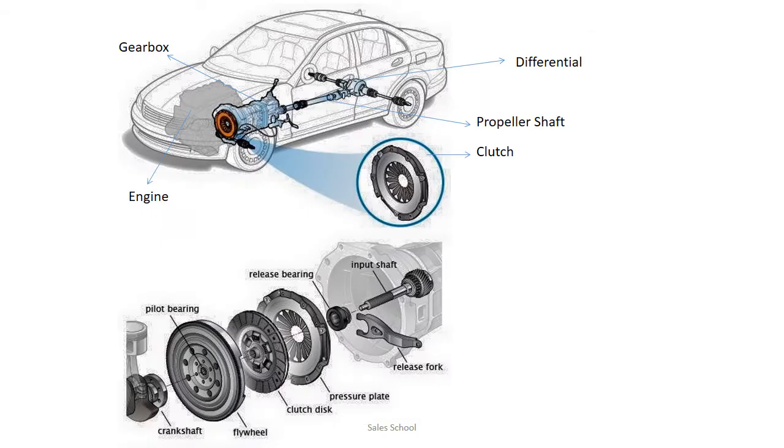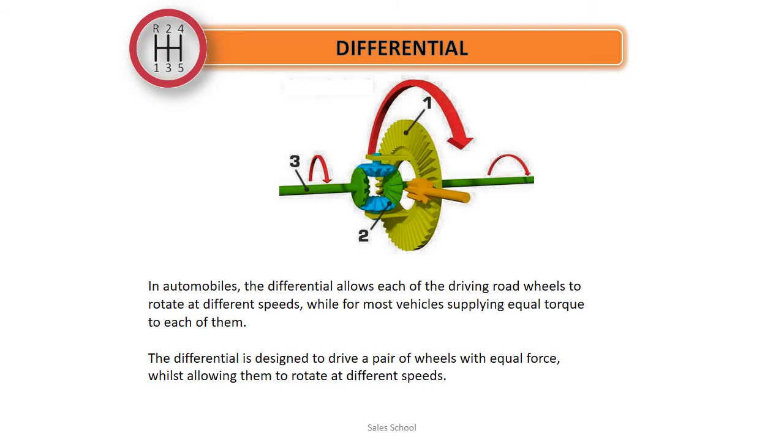A clutch is a mechanism for transmitting the rotation, which can be engaged and disengaged. The power from the engine is transmitted to the gearbox, then to the propeller shaft, then to a differential, and finally to the wheels. In automobiles, the differential allows each of the driving road wheels to rotate at different speeds, while for most vehicles supplying equal torque to each of them. The differential is designed to drive a pair of wheels with equal force, whilst allowing them to rotate at different speeds.